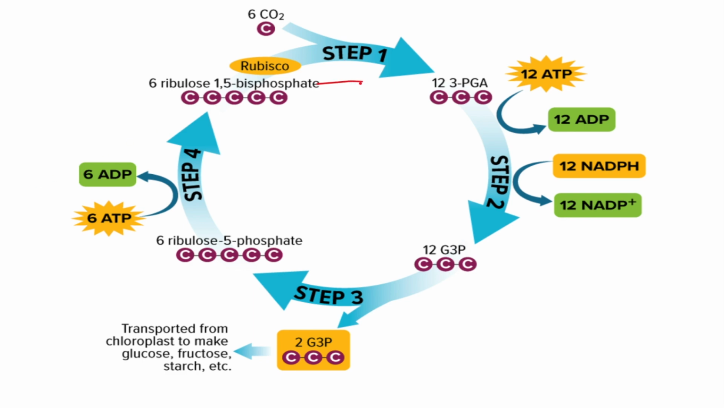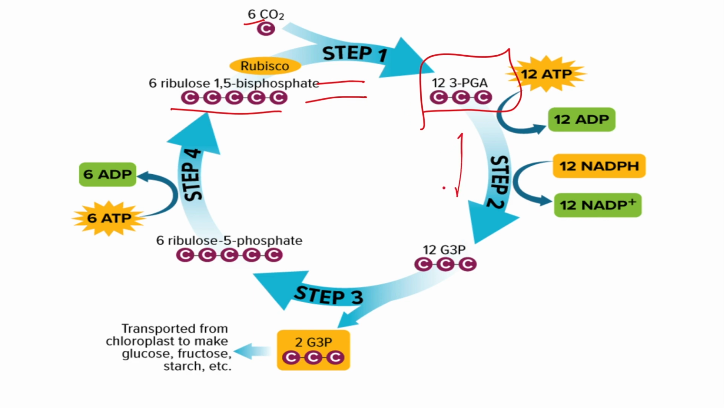In the first step of the Calvin cycle, or light independent reaction, 6 carbon dioxide molecules combine with 6 5-carbon compounds, which we call RuBP, as you can see here. Here 5 carbon and here 1. To form 12 3-carbon molecules, we call it 3-PGA. During that, the joining of carbon dioxide with other organic molecules, we call it carbon fixation.